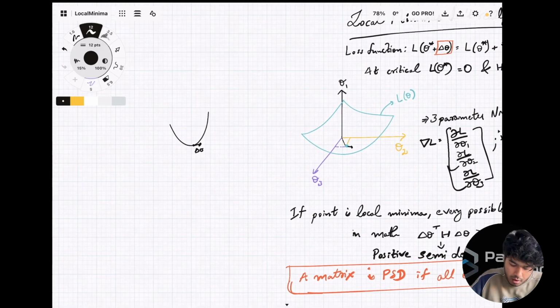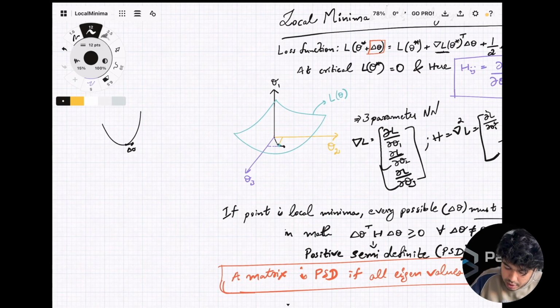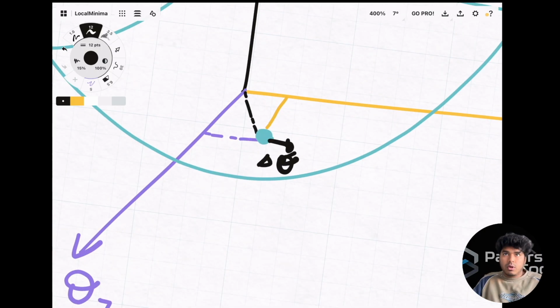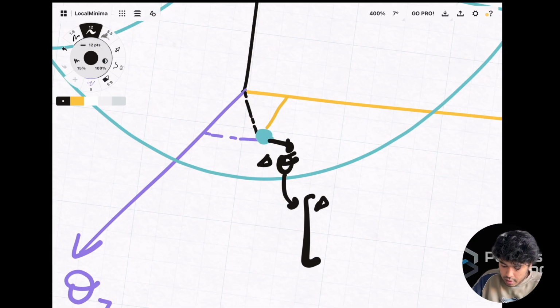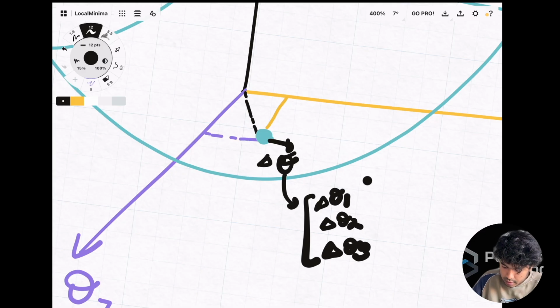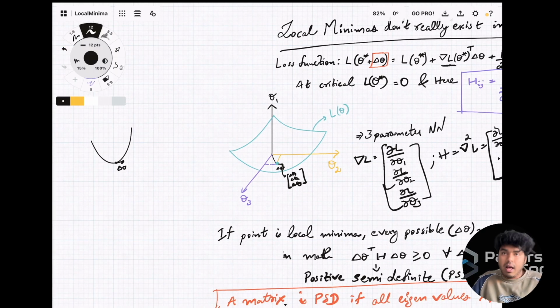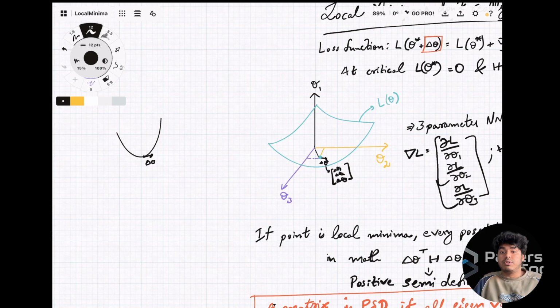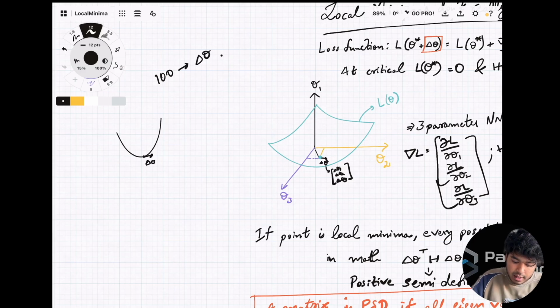So let's say you have three dimensions, right? So if you have to take a delta theta here, very simple example, this delta theta would have three components, right? Delta theta 1, delta theta 2, and delta theta 3, right? So there'll be three components. And similarly, if you go for higher dimensions, you'll have more components, right? Let's say you have 100 dimensions, right? So you will have a delta theta which belongs to 100 dimensions, a 100 dimensional vector, right?